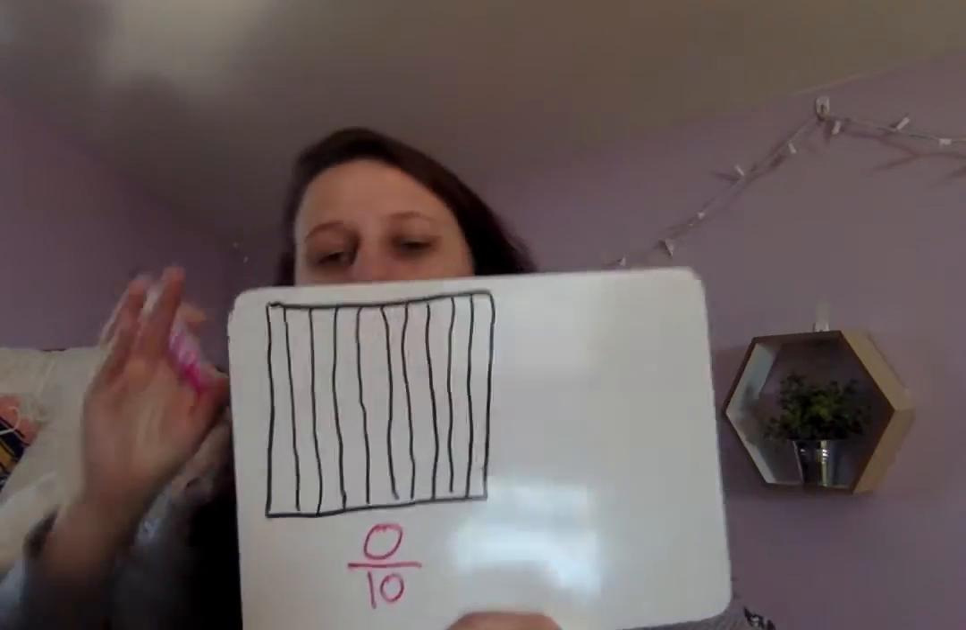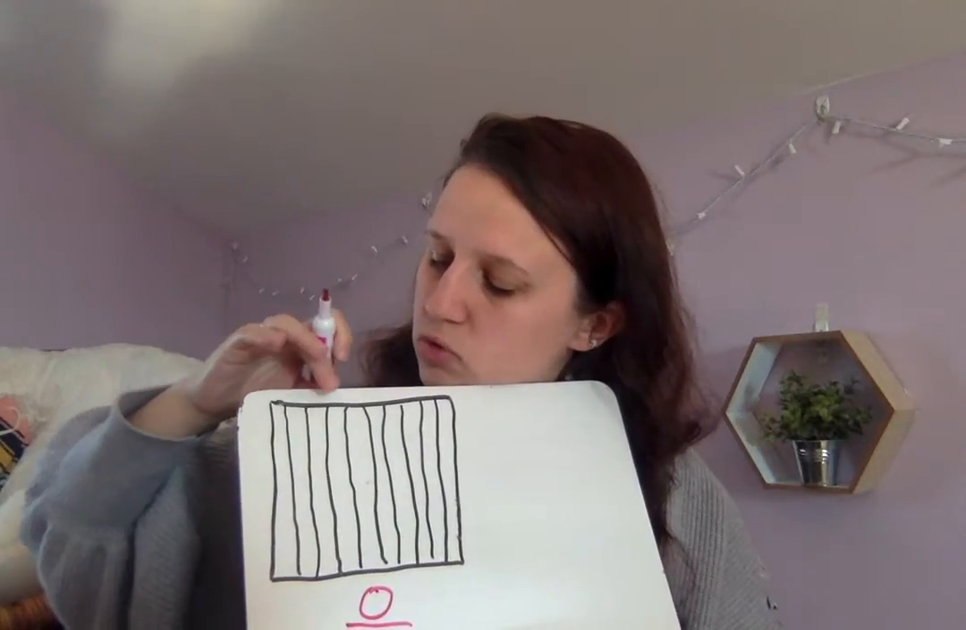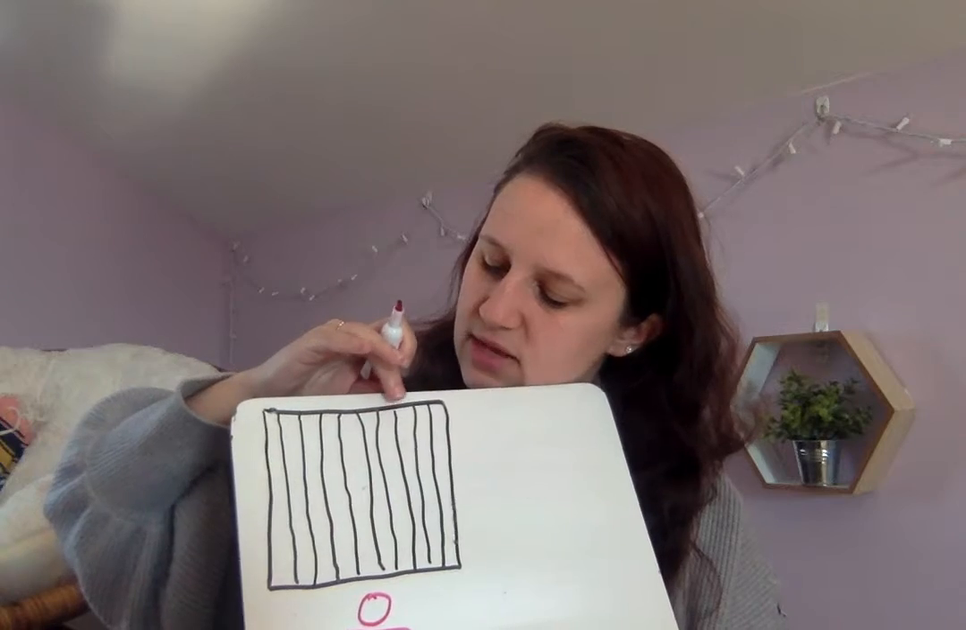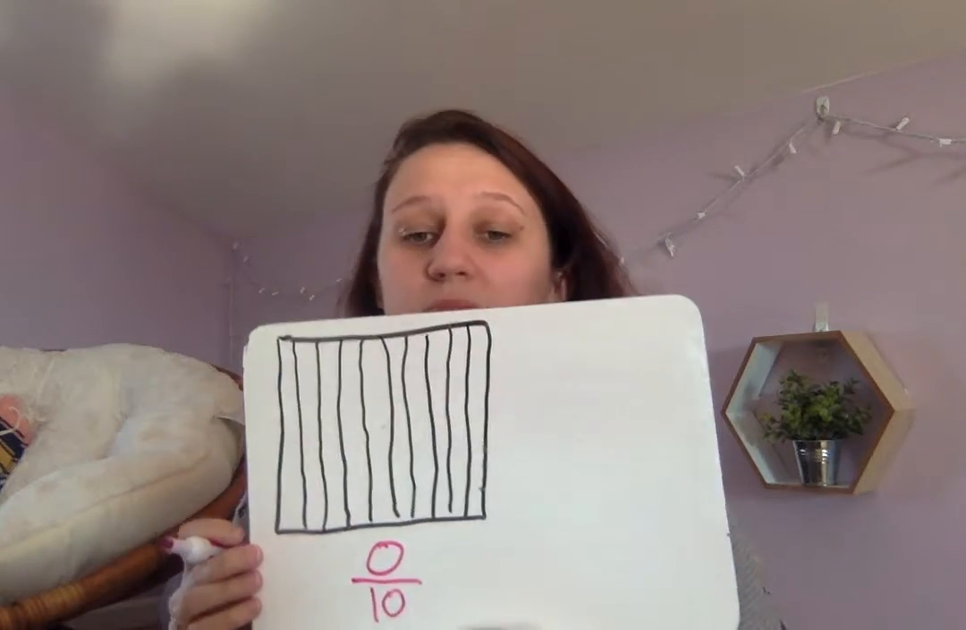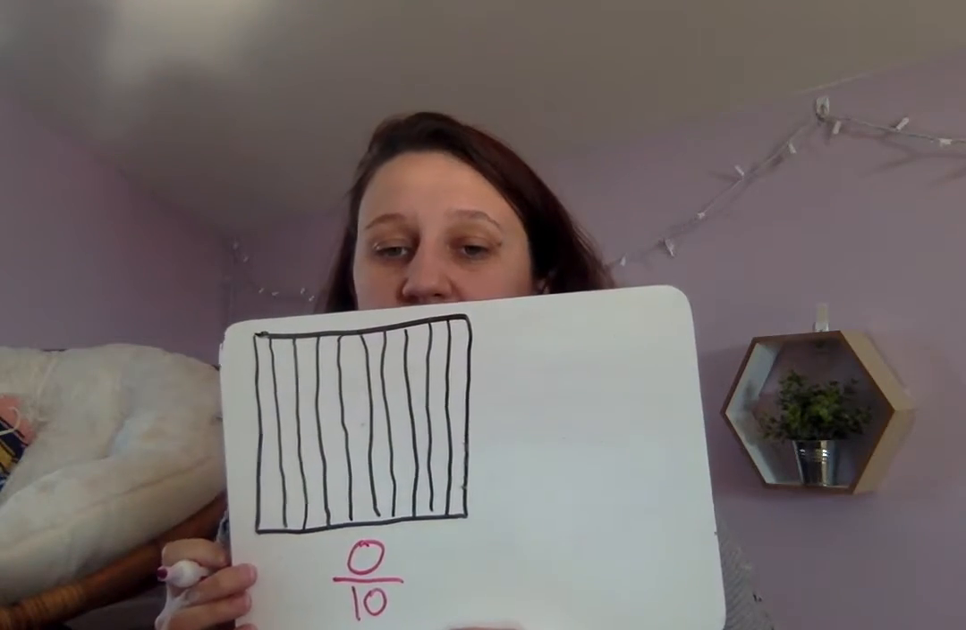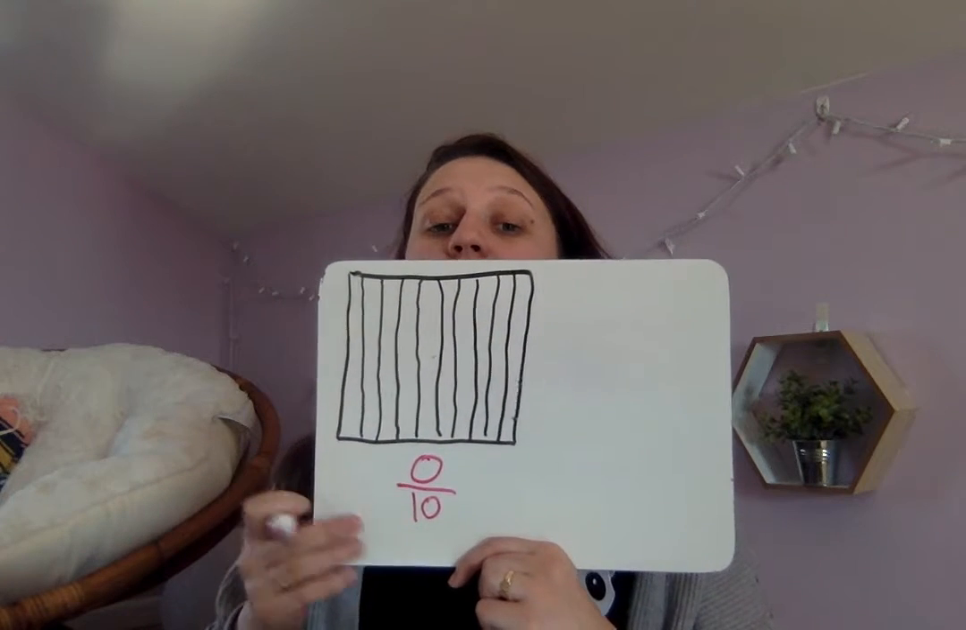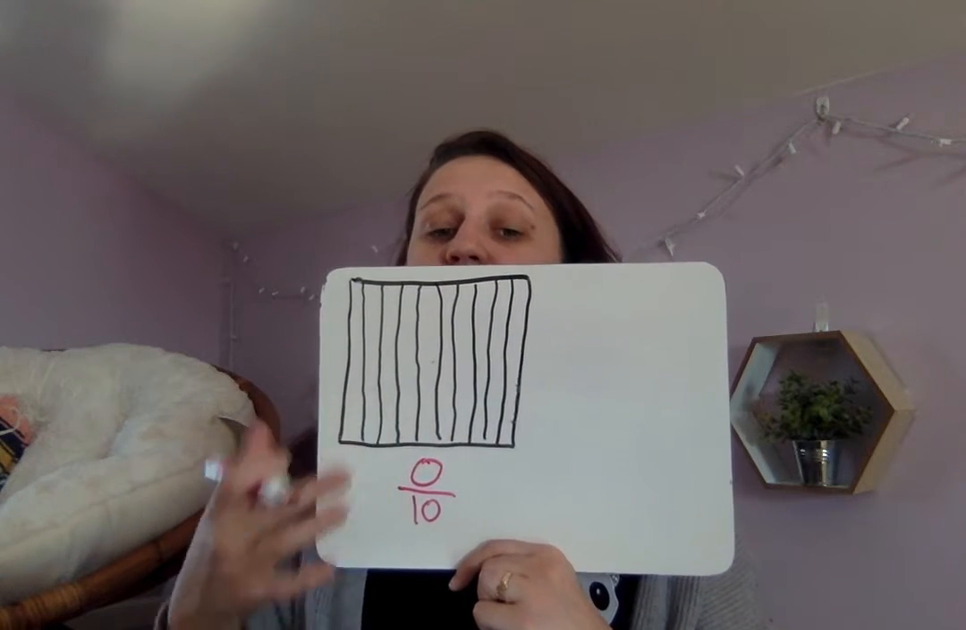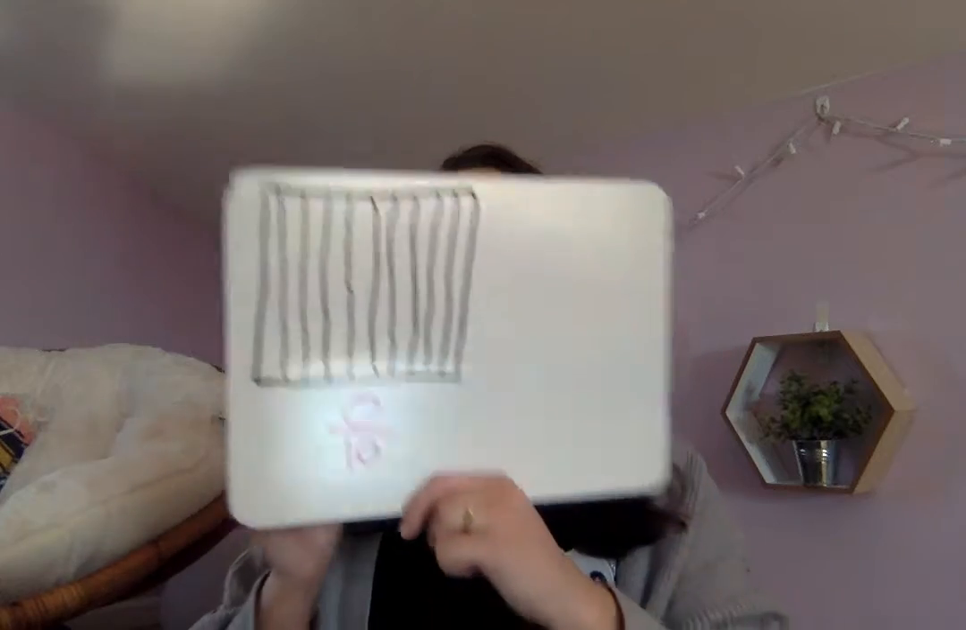Where did I get 10 from? Well, 1, 2, 3, 4, 5, 6, 7, 8, 9, 10. There's 10 bars here, and I have 0 shaded in. So I got the 10 from the number of bars, and 0 of them are colored in.